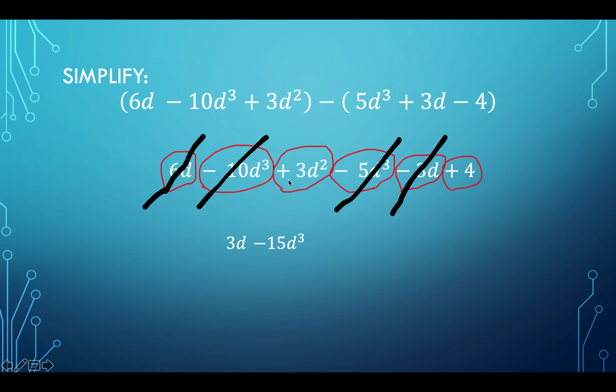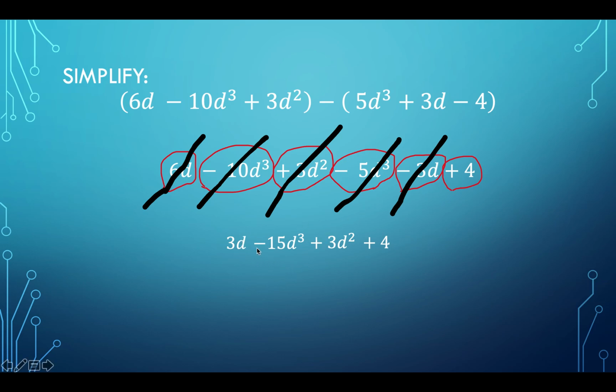And then I'm left with 3d squared. Can I combine that with anything? No, so I just rewrite plus 3d squared. Cross it out so as not to use it again. And we're left with plus 4, nothing to combine plus 4 with. So we just put that. And then we look at this. Can this be our final answer?